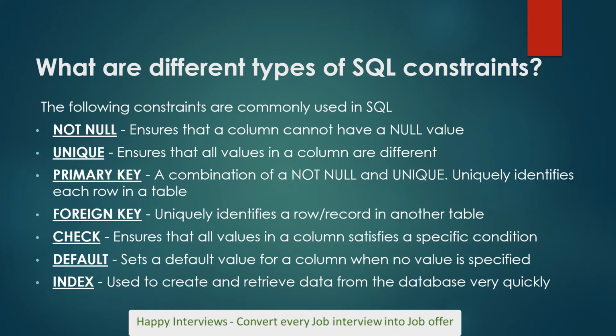And primary key is a combination of not null and unique, which uniquely identifies a row in a table. Then comes foreign key, which establishes a parent and child relationship. Then comes check. Check constraint ensures that values in a column satisfy a specific condition. Then comes default. Default is like, whenever no value is specified in the column, then the default will replace that null. Then comes index. Index is used to create and retrieve data from the database very quickly. We will learn about index in detail in our later videos.